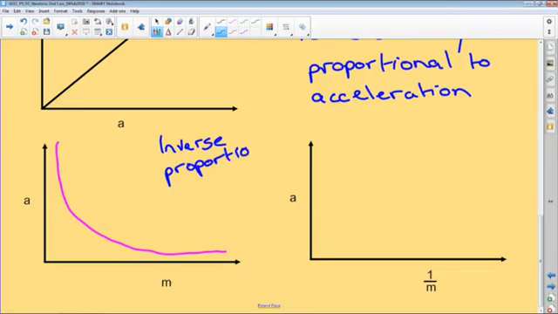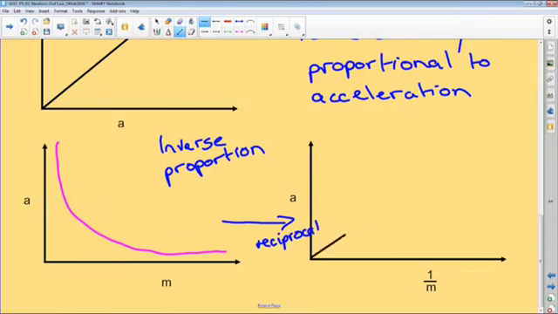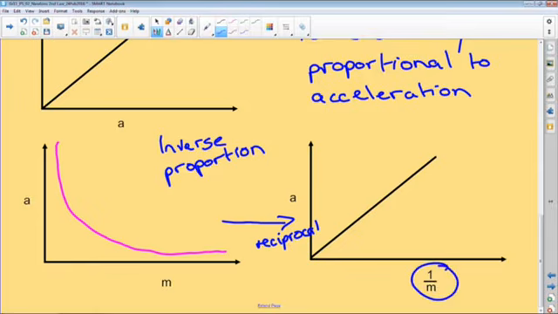Okay, so as one goes up by a certain amount, the other one's going to go down by the same proportion or ratio. Okay? Finally, if I take this graph and I do the reciprocal, I'm going to end up with a straight line again. Okay? But the important part here is the reciprocal.